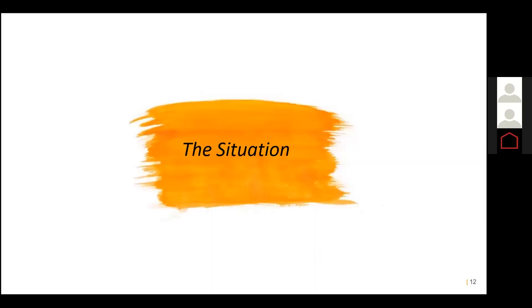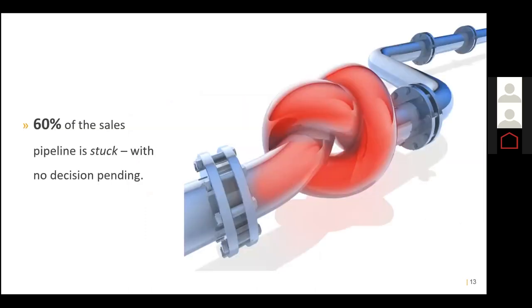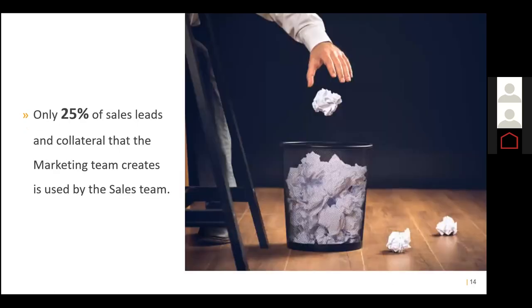So let's talk about some metrics and some stats related to sales and marketing alignment. It's said that 60% of the sales pipeline is stuck with no decision pending. Think about that, 60% is stuck. And only 25% of the sales leads and the marketing collateral and brochures that the team creates is actually used by the sales force.